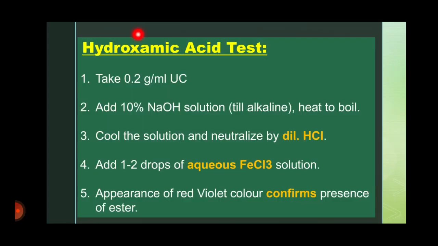So this is the hydroxamic acid test. What we should do: take 0.2 gram if it is solid, or 1 to 2 drops of the given sample. Then add 10% NaOH solution till alkaline and heat to boil. Cool the solution, neutralize with dilute HCl, and add 1 to 2 drops of aqueous FeCl3 solution. The appearance of red violet color confirms the presence of ester.